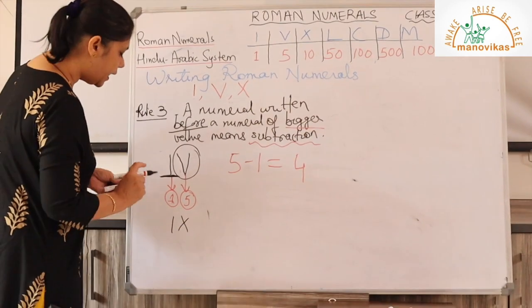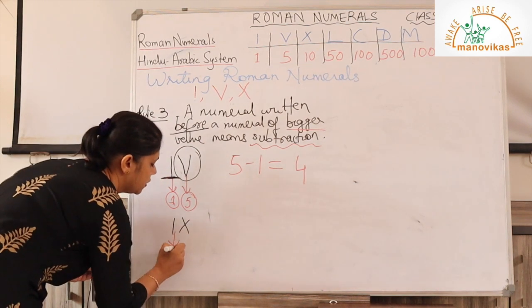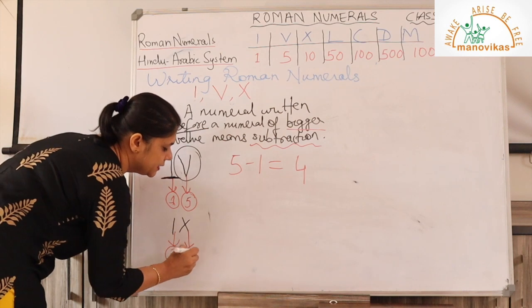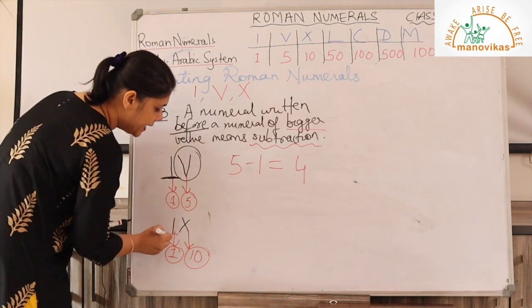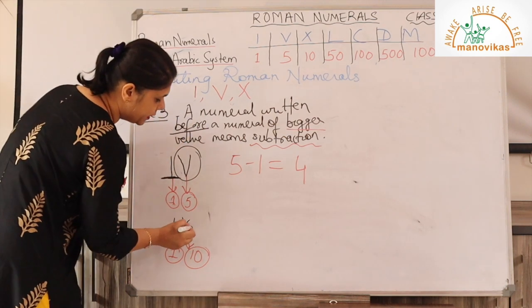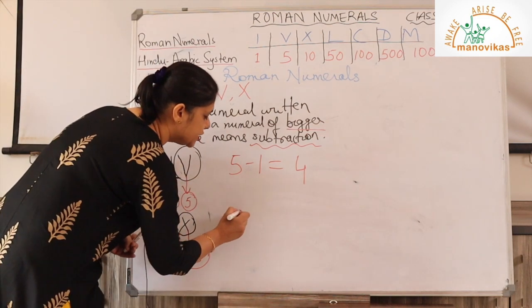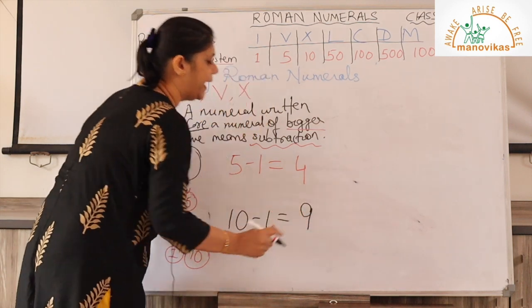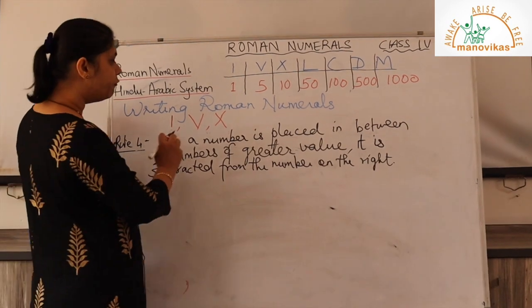Now here again, this I represents what? 1, right? And X represents 10, correct? Now since I is written before X, which is of greater value, this number will be read as 10 minus 1, that is 9. Got it? Now we'll see the fourth rule.